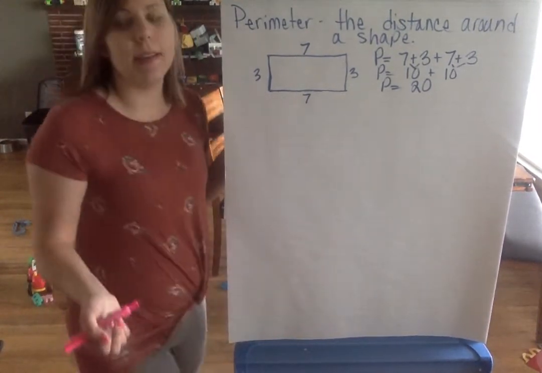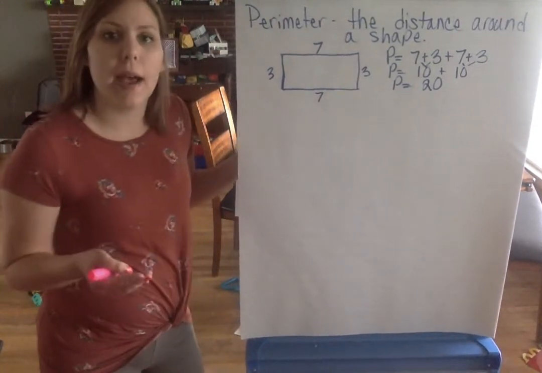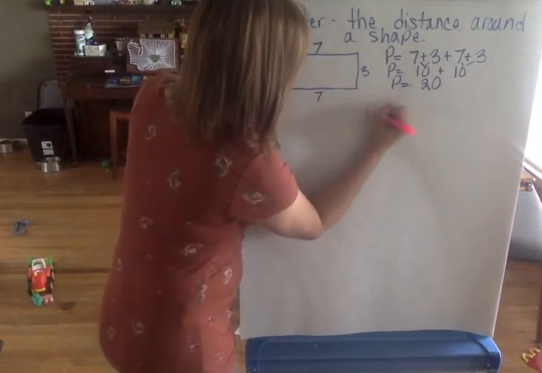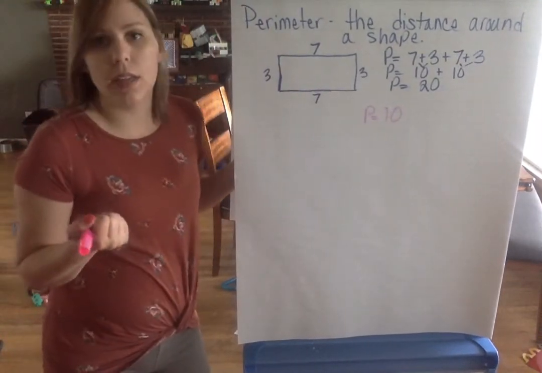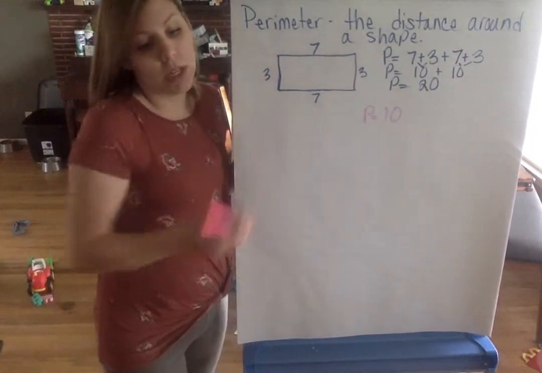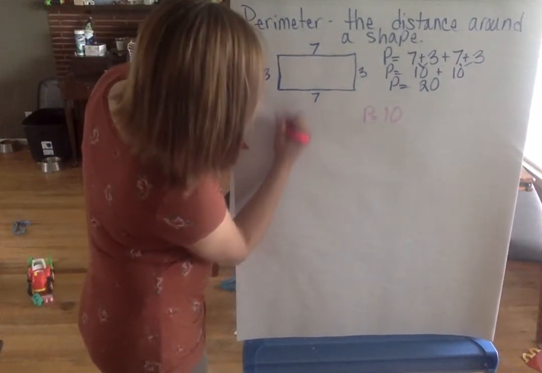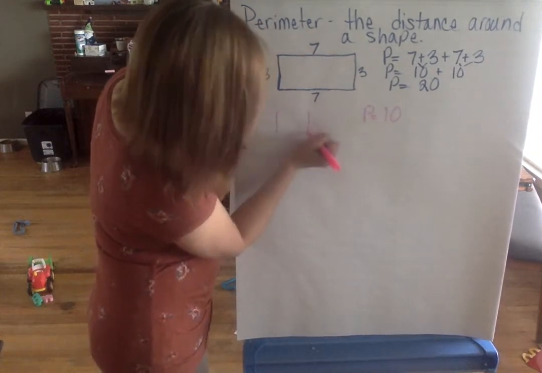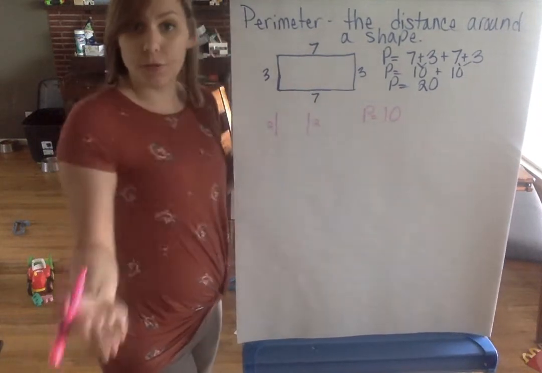So I need to think, how can I draw a shape, probably a square or rectangle, that has a perimeter of 10? And I know that my perimeter, if it needs to equal 10, that means all of my sides need to add up to be 10. So I need to think of different ways that I can make 10 with a rectangle. So I could say 2 and 2 for one side, 2 and 2, because I know 2 plus 2 is 4.